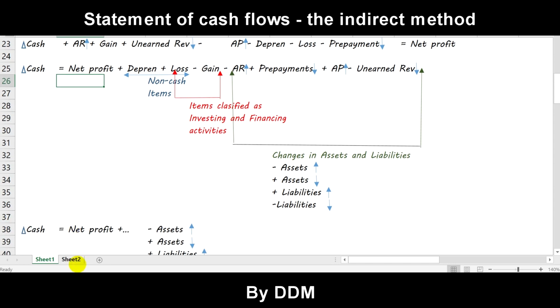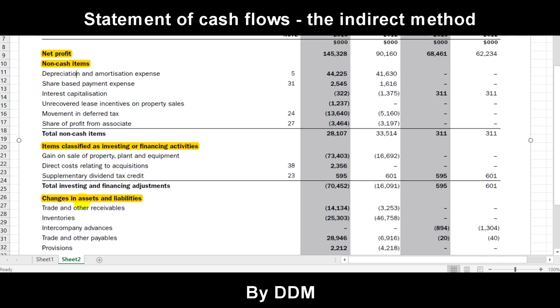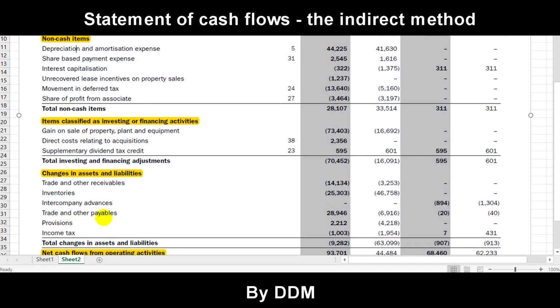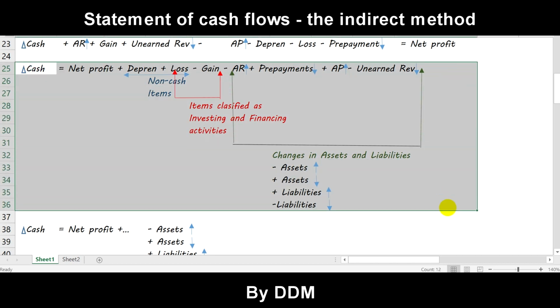So when we refer to the warehouse's reconciliation of our operating cash flow, we see that starting from net profit, warehouse also look after non-cash items, for example, depreciation first, and then look after items classified as investing or financing activities, for example, gains on sale of PPE, and then changes in assets and liabilities, for example, trade and other receivables, inventory, and trade and other payables. And this is a very nice little summary here.